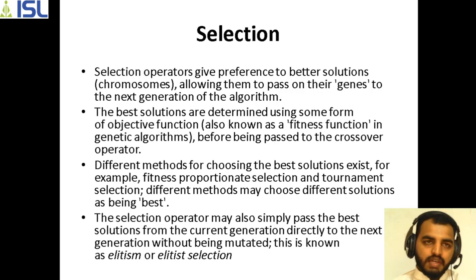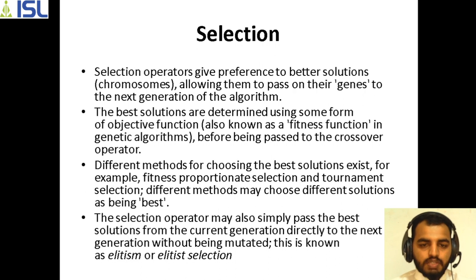Now with reference to selection, what is selection all about? The selection operator gives preference to better solutions, like chromosomes, allowing them to pass on their genes to the next generation of the algorithm. The best solutions are determined using some form of objective function, also known as the fitness function in genetic algorithm. We have seen what the fitness function is in the last session, before being passed to the crossover operator. What this crossover operator is, we are going to see in the next slides.